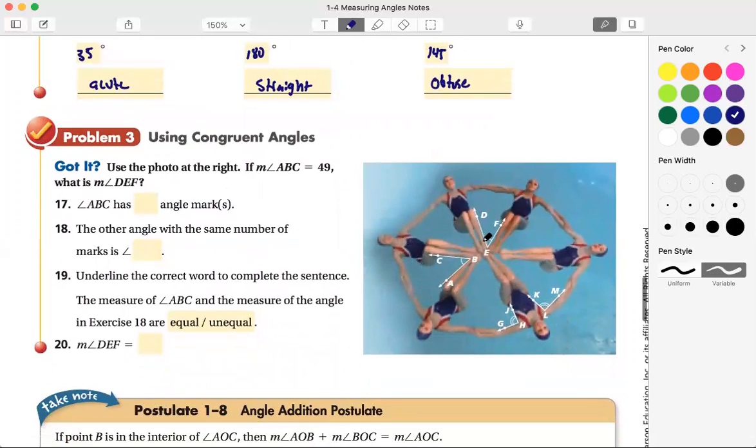Okay, so using congruent angles. So we're going to use the photo to the right. We know ABC is 49 degrees. Let's label that. What is DEF? DEF, notice this little mark here is the same. So we call that 49 degrees also. That mark indicates congruent angles. So ABC has one angle mark. The other angle with the same number of marks is angle DEF. Underline the correct word to complete the sentence. The measure of ABC and the measure of angle DEF are equal. Therefore, measure of angle DEF is equal to 49 degrees.